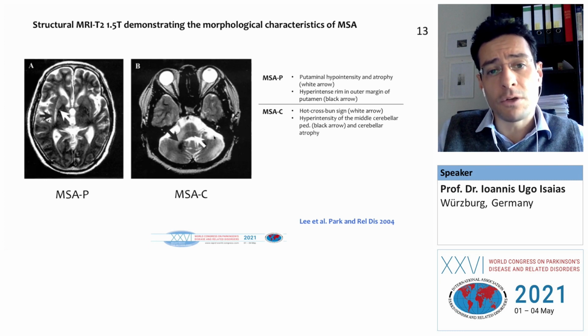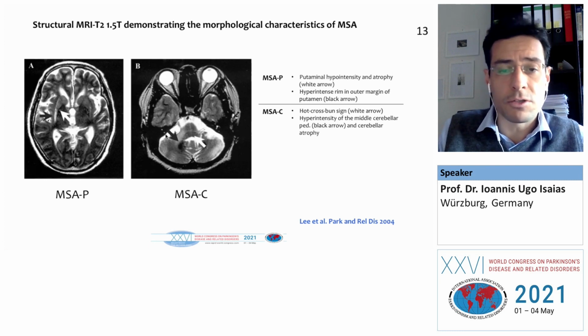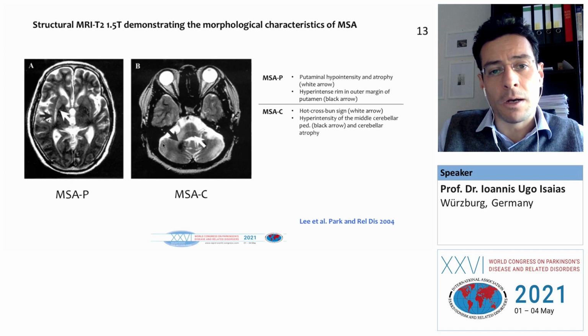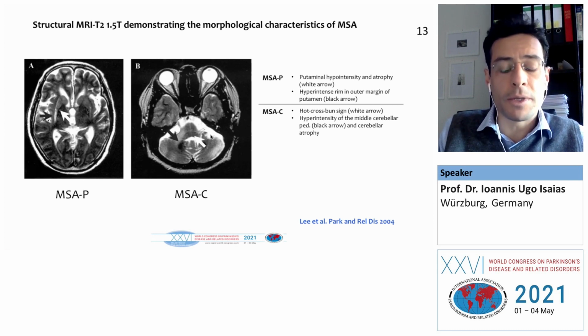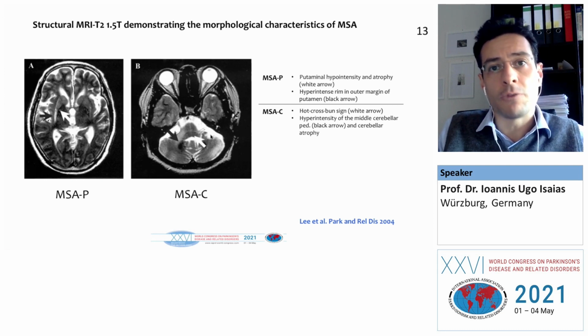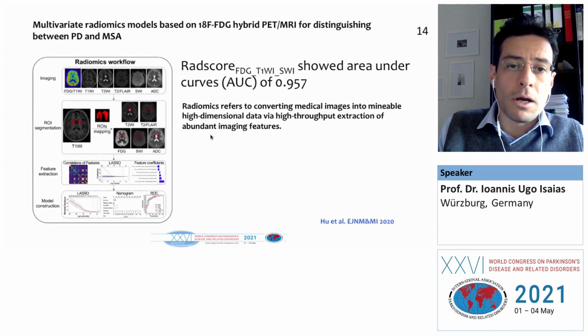The other phenotype of multisystem atrophy is the cerebellar type. In these patients, we usually see a cerebellar atrophy, the hot cross bun sign, and also hyperintense middle cerebellar peduncles. In these patients, a reduction of the glucose uptake in the cerebellum will also be prominent.